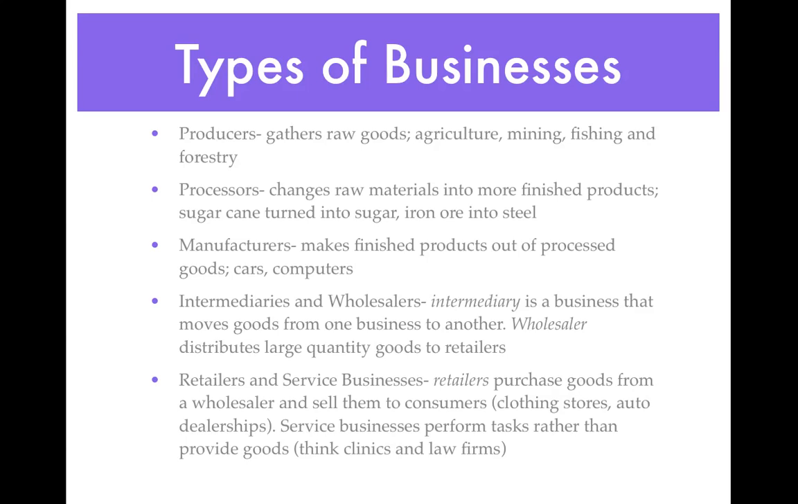So retailers are the 5th business, and retailers purchase goods from wholesalers and sell them to consumers. So clothing stores, auto dealerships, those are examples of retailers. And then service businesses are businesses that perform tasks rather than provide goods. So healthcare, so you go to clinics, go to the hospital, law firms, tax accounting, things like that. Those are services.